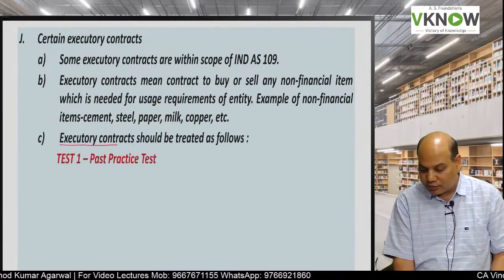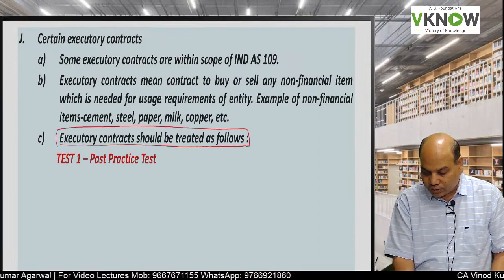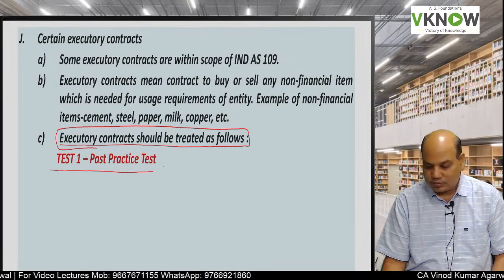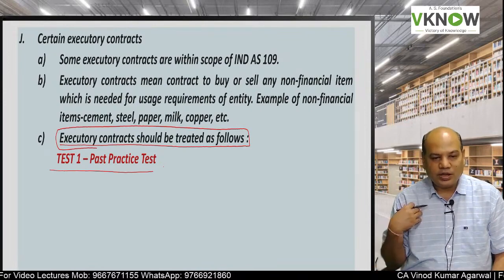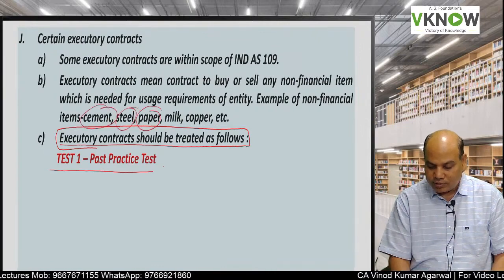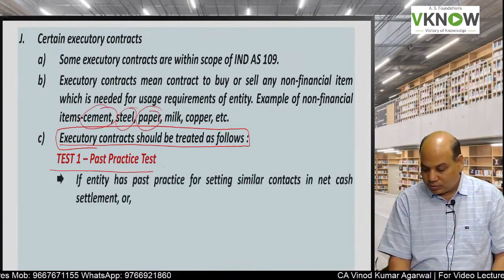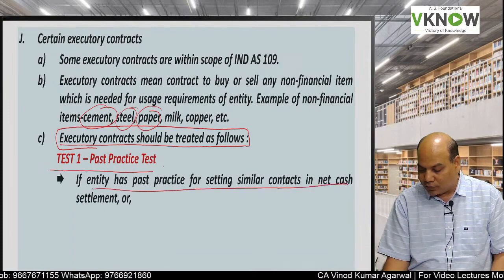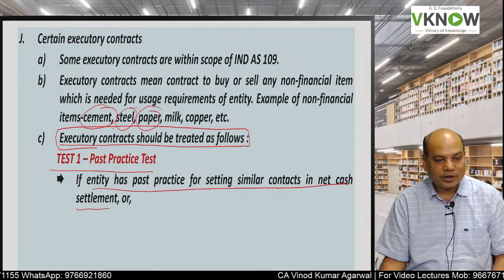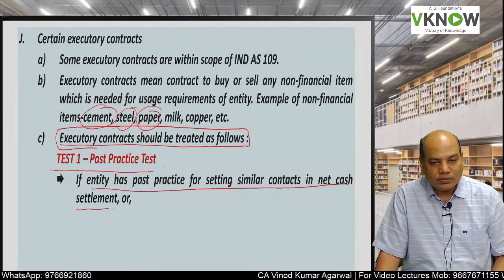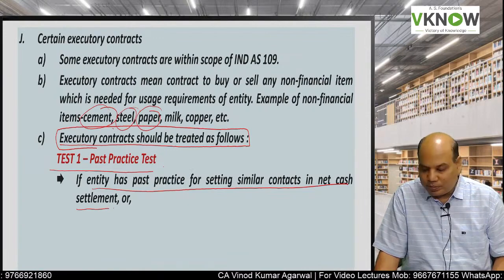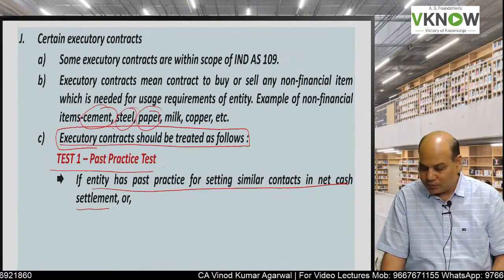So here my answer is, first we'll apply what is called the past practice test. Like I am a teacher, I have nothing to do with paper or steel or cement. I have the practice of entering into such contracts in net cash settlement. That means I only receive or pay the difference. I am really not interested in steel, paper, cement, milk, copper.